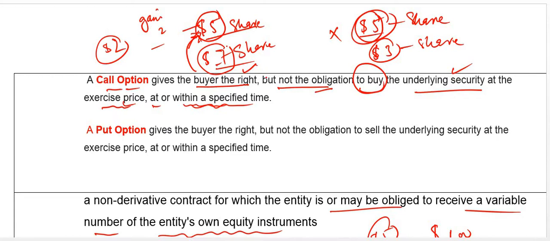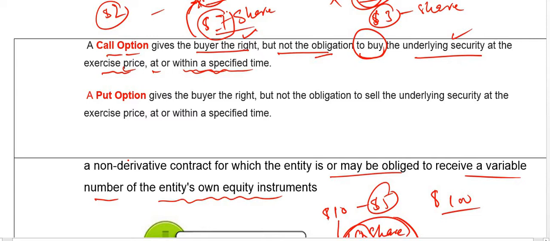Now the second thing is the put option. Let's say you purchase a put option. It's the same thing as that, but there we have to purchase and here we have to sell. Now you have the right and not the obligation to sell the underlying security. So you have a contract with someone. Let's say company A is you and this is company B, and you told company B that you will sell some shares.